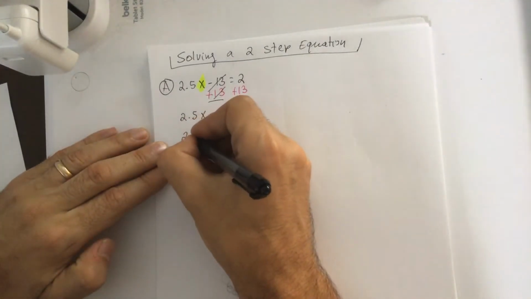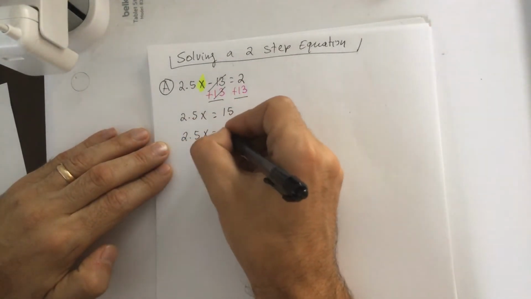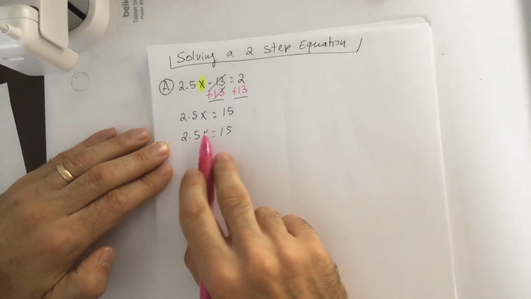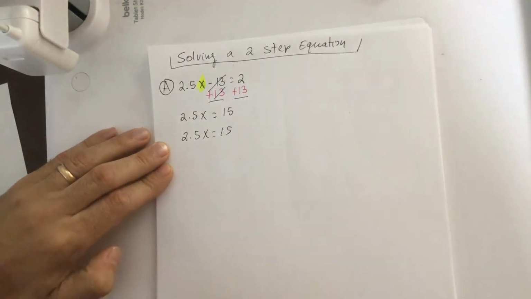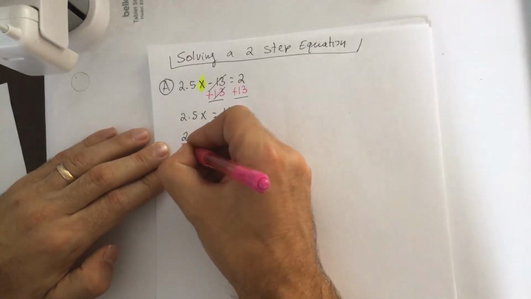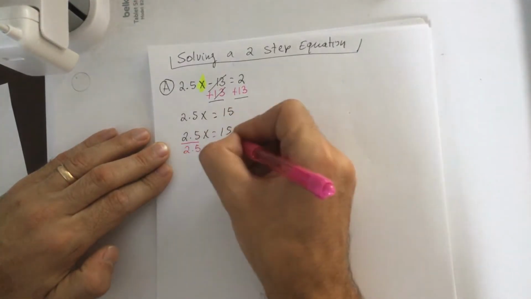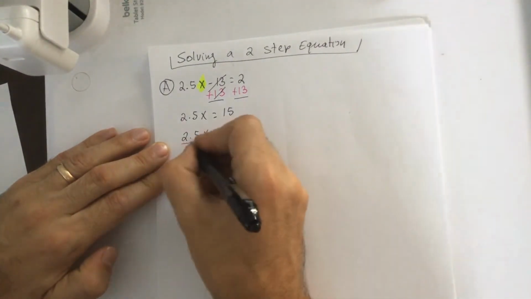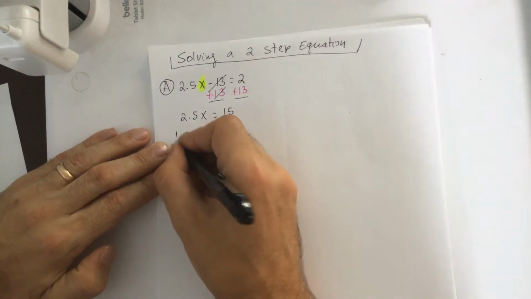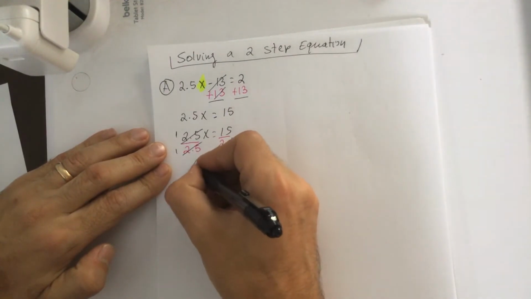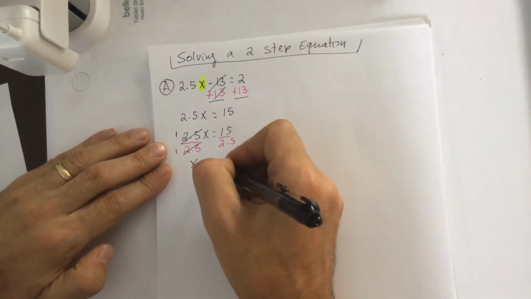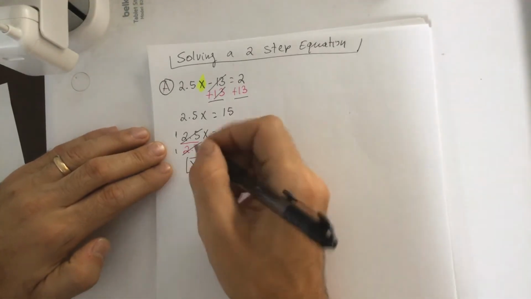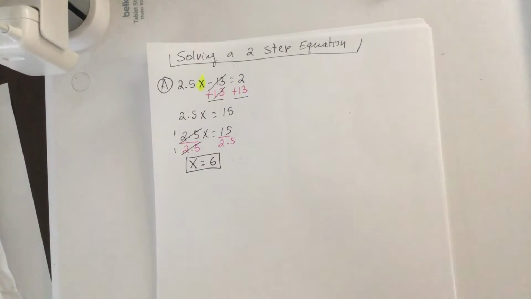Now we got a one-step equation. We gotta somehow isolate the variable x. So 2.5 is multiplying the x. The opposite of multiplication is division. So we gotta divide both sides of the equation by 2.5. By doing that, 2.5 divided by 2.5, that's a 1. So we got 1x, which is x. And 15 divided by 2.5, if you do the calculations, that's going to be equal to 6. Perfect, right there. All right.